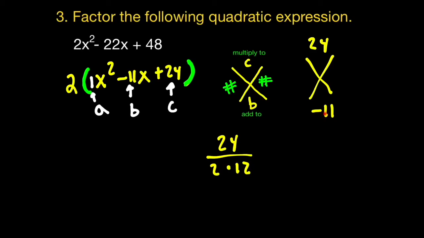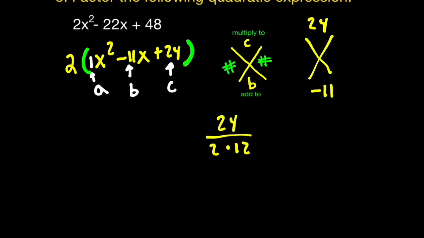And notice that we have a negative 11. We need to add to a negative 11. So the positive combinations are not going to work. So I need to make use of the fact that a negative times a negative is a positive. So brainstorming possibilities with negatives, we have negative 8 times negative 3, and let's do negative 2 times negative 12.